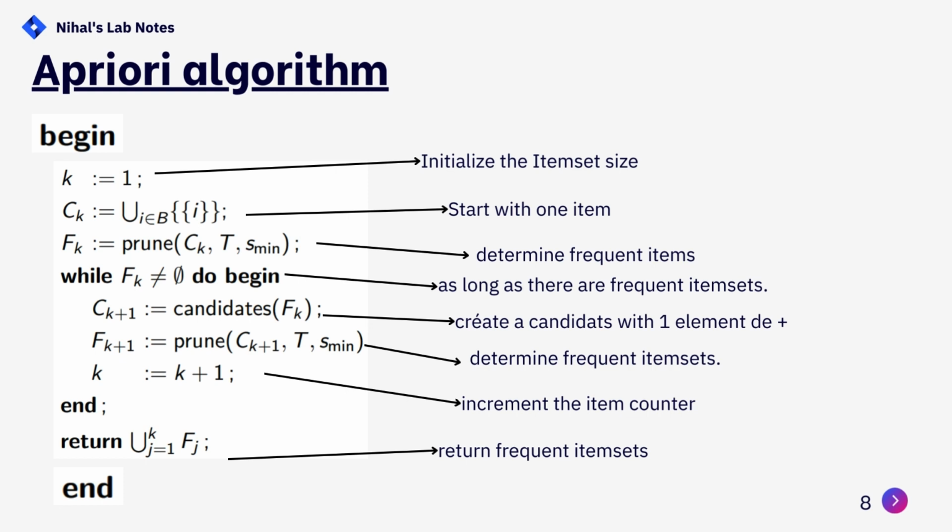When the condition is not satisfied, meaning when F_k is equal to 0, we move to return. It means we return the frequent item sets.